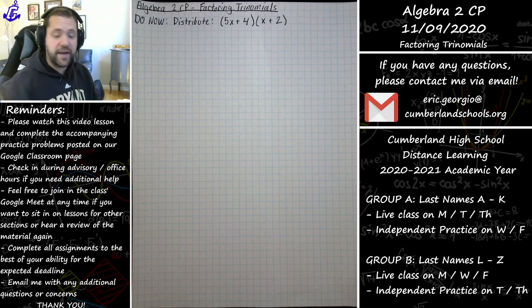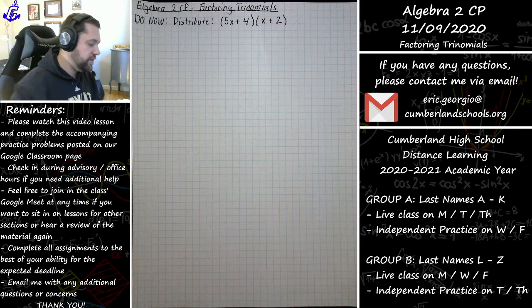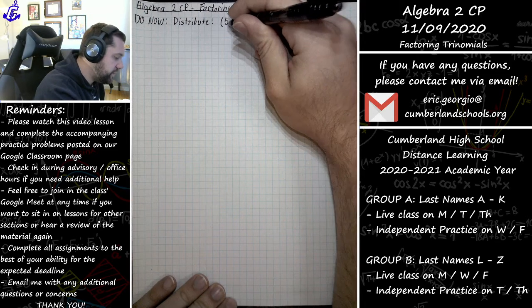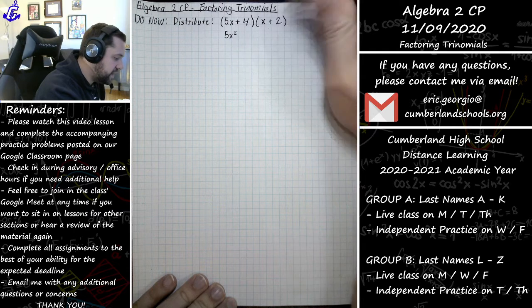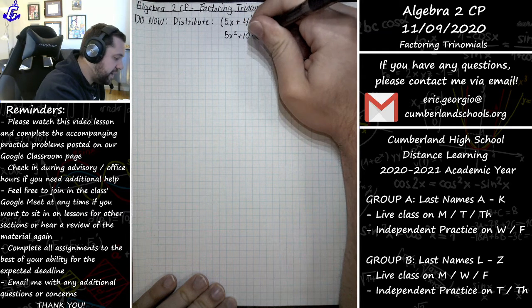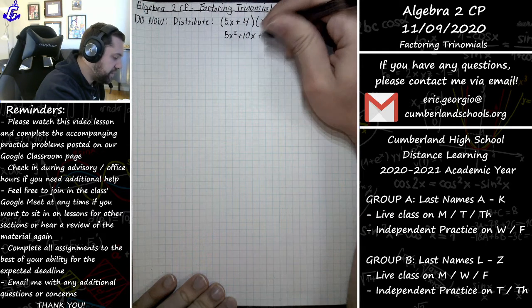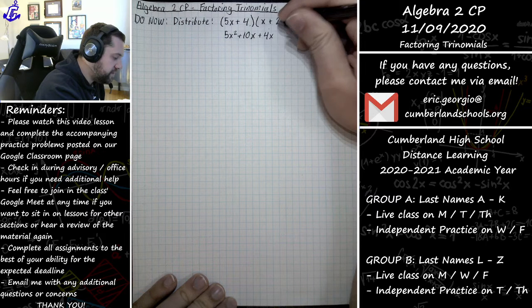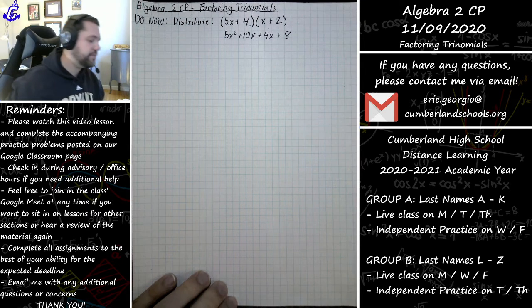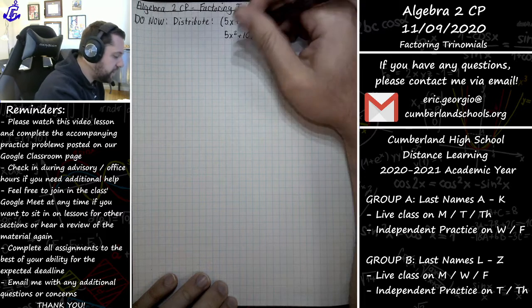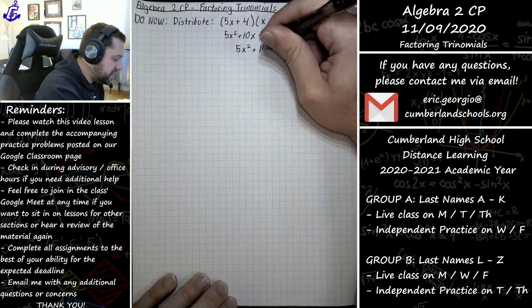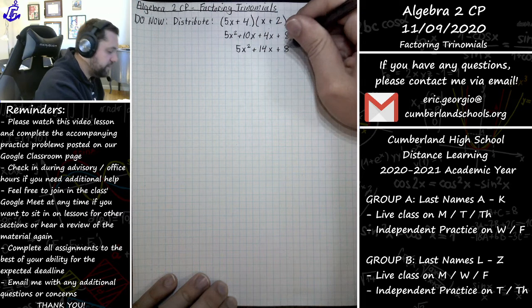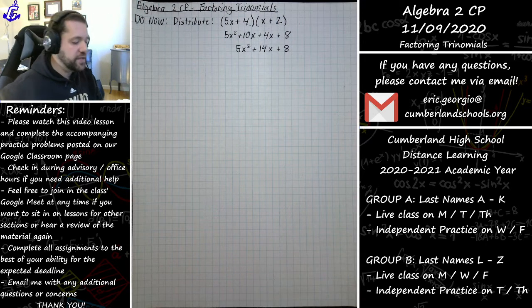All right, I assume by now that you've done that. So in order to just go through it with you, to distribute, I would do 5x times x is 5x squared. 5x times 2 is plus 10x. 4 times x is plus 4x. 4 times 2 is plus 8. Notice we would then combine the two like terms in the middle, and we'd end up with 5x squared plus 14x plus 8.